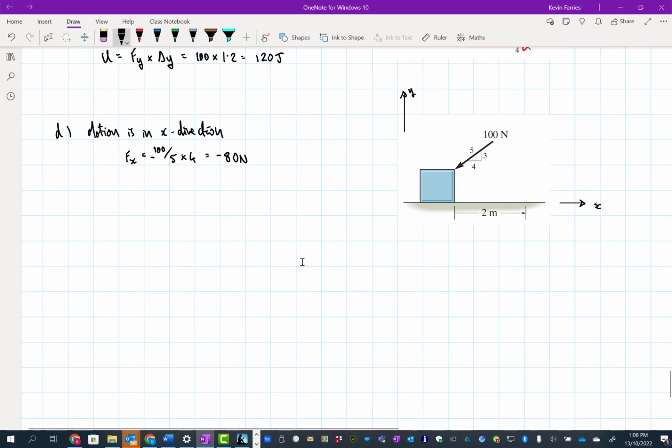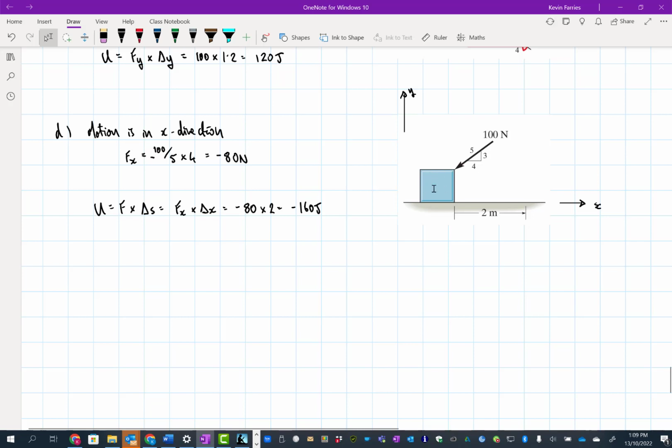Then we're going to get the work done as force in the direction of displacement times the displacement. In this case, it's Fx times delta x, the change in x, which is equal to minus 80, but the displacement is positive. It's positive 2 meters times 2, so it's minus 160 joules. Okay, so this time it's negative work, so this is work getting done against this force. Of course, this force is doing negative work.